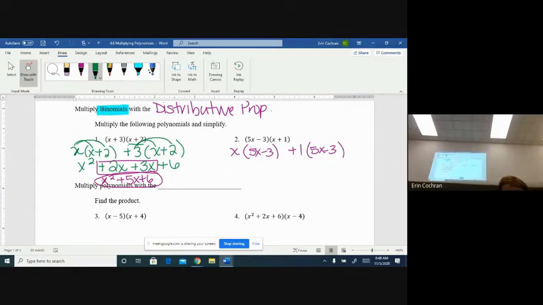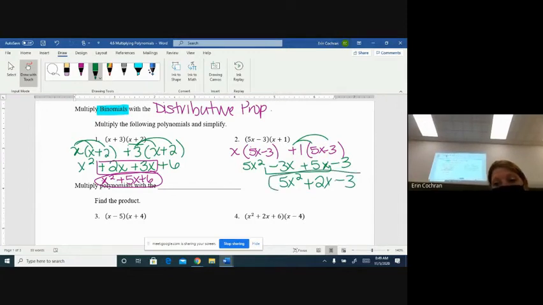So x times 5x was 5x squared, good. X times negative 3. And the nice thing, 1 times everything is just going to stay the same. All right, let's combine like terms. 5x squared, do we have anything alike? Nope, so we're going to leave 5x squared. Negative 3x plus 5x is 2x, good. And then we have minus 3. And there you go. And there's your final answer. All right, that's the distributive property.